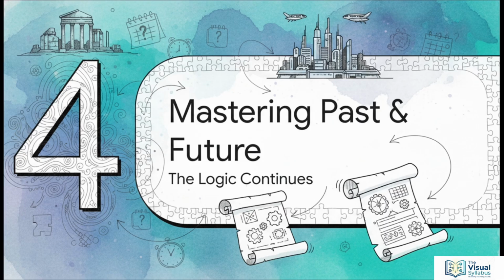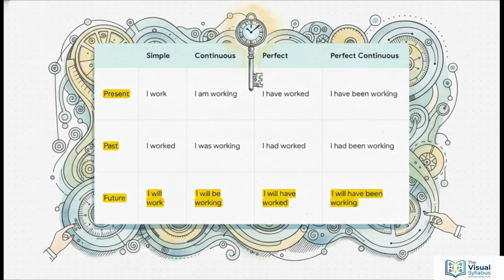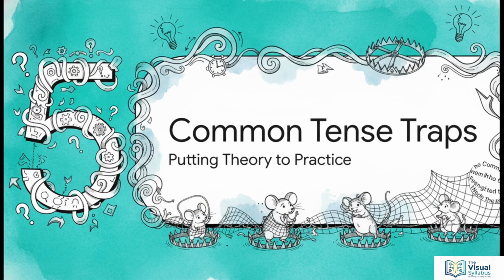Let's go back to our blueprint and fill in the rest. And look at that. The past tenses slot right in. It's the same pattern. Past simple, I worked, a finished action. Past continuous, I was working, something that was in progress. And past perfect, I had worked. Now this one is for an action that was finished before another thing happened in the past, like I had already eaten when you called. See? The logic is exactly the same. And finally, we complete the whole blueprint with the future. I will work, I will be working, I will have worked. The whole system, all 12 tenses, follows this exact, predictable pattern of time plus aspect. This grid, this is the master key. It unlocks everything.